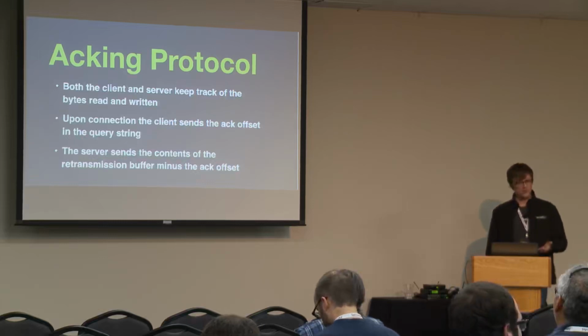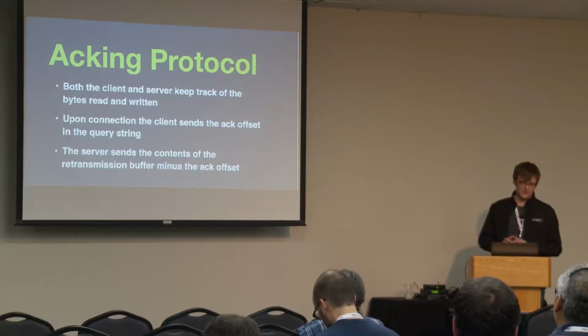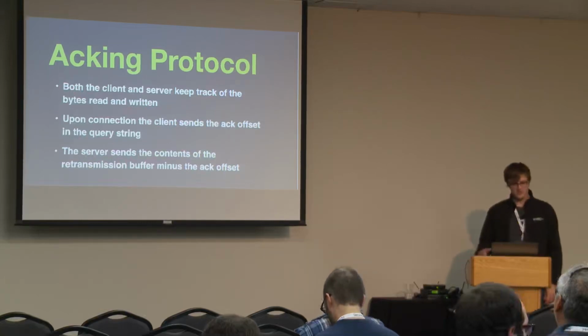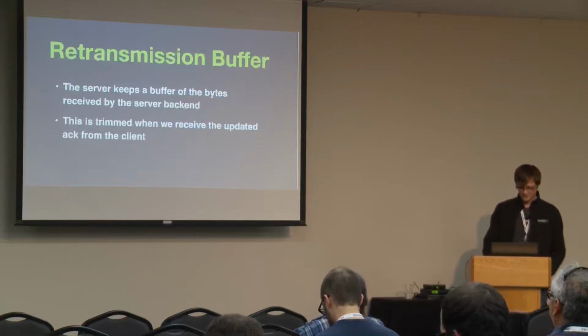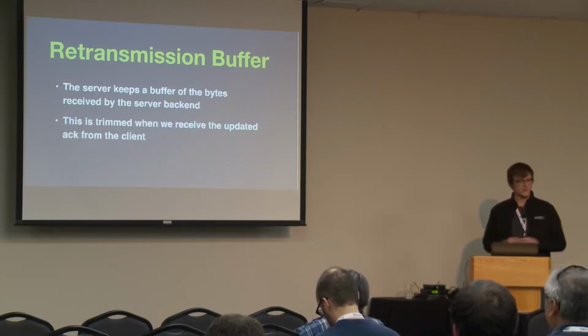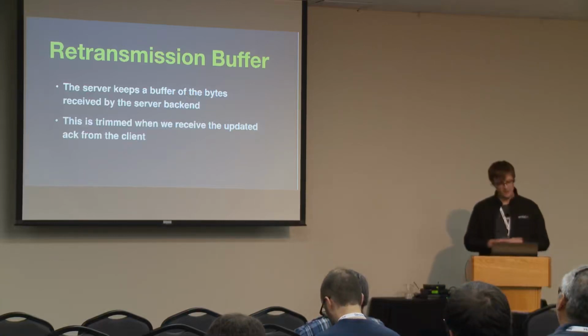So when a new connection is established, the client will send the ACK offset in the query string. When it's a brand new connection, that would just be 0. But on reconnects, it could be non-zero. The server then sends the contents of this retransmission buffer minus the ACK offset. So the retransmission buffer, what is that? It's just a buffer of the bytes that the access proxy received from the back end. And then we just trim that every time we receive an updated ACK from the client.